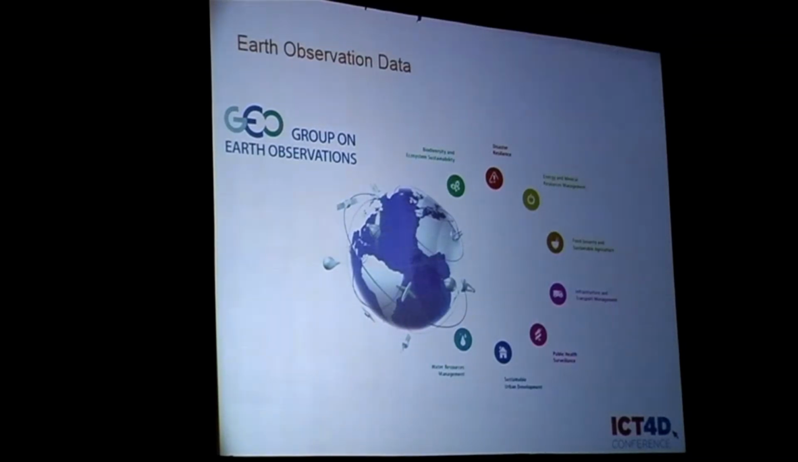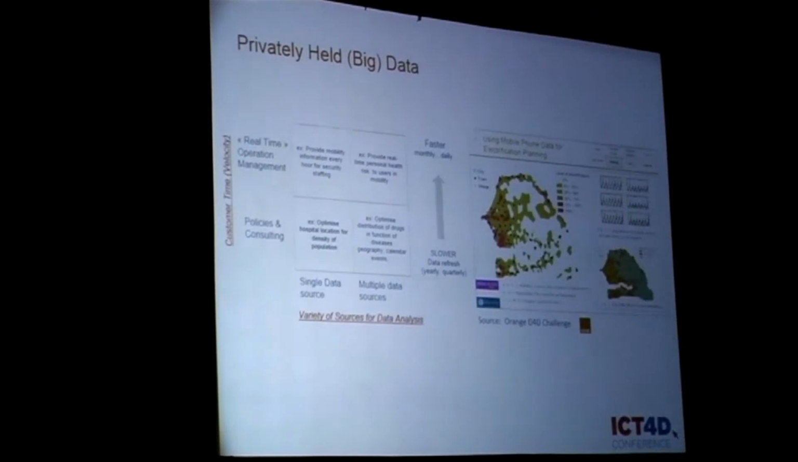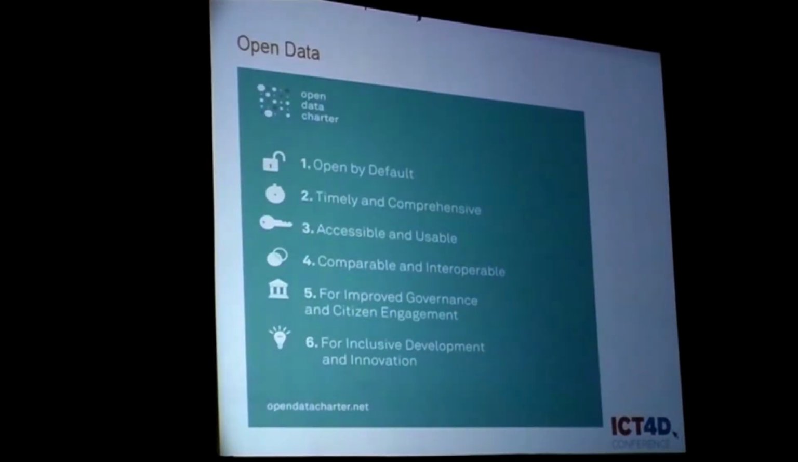So when it comes to Earth observation, we're working with the Group on Earth Observations and NASA and European Space Agency and others, looking at how citizen-generated data works with bringing together official statistics, looking at privately held big data that you heard a lot about this morning, all the different types of business models that are applied there, and then how you can look at call data records as a way to really get at some more dynamic, granular information. And then, of course, open data through organizations like Open Data Institute and the International Open Data Charter.